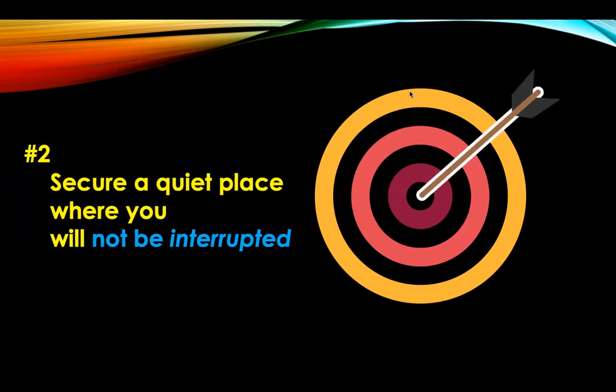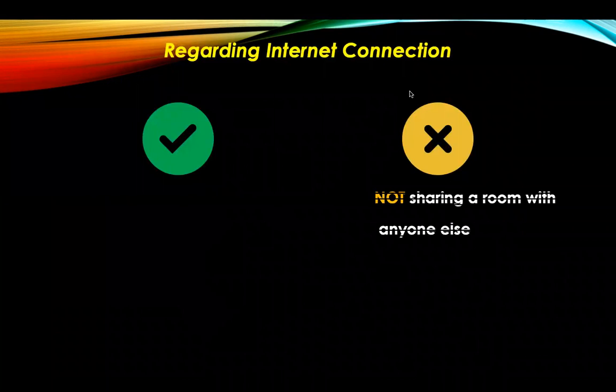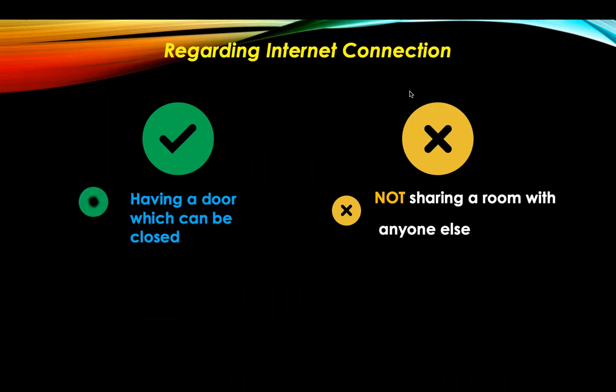Protocol number 2. Secure a quiet place where you will not be interrupted. So, preferably, you should not share a room with anyone else. In the hostel, you may share a room, but in that case, you should have the option of having a door which can be closed so you can turn any disturbance off, you can turn any distractions off. So, a quiet place ideally should have a door which can be closed.